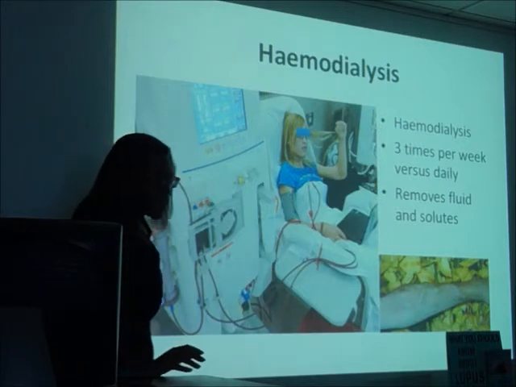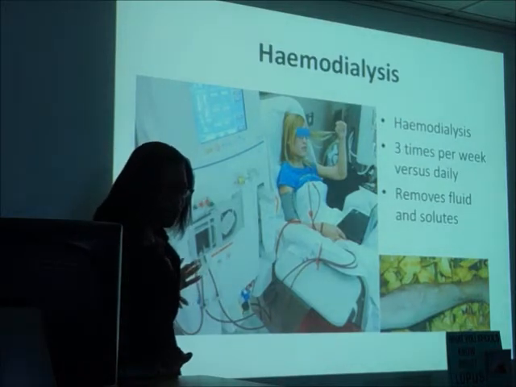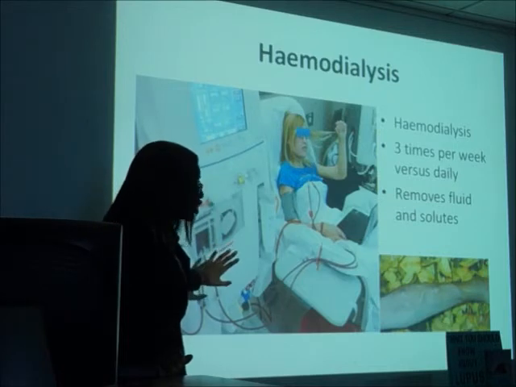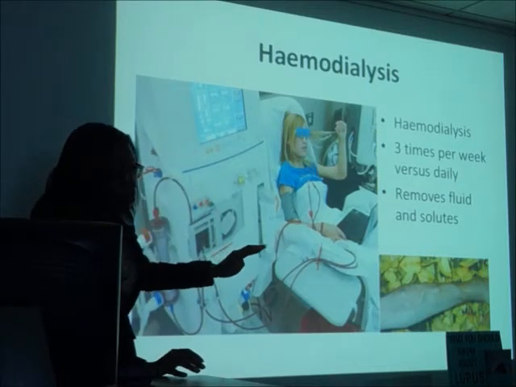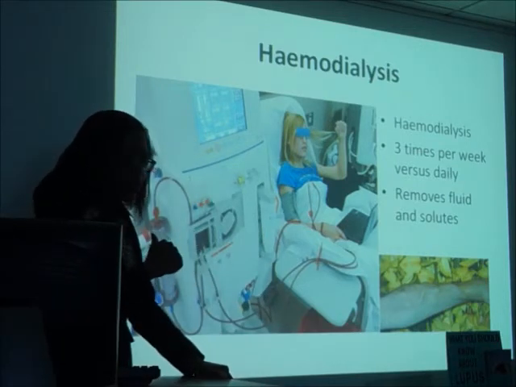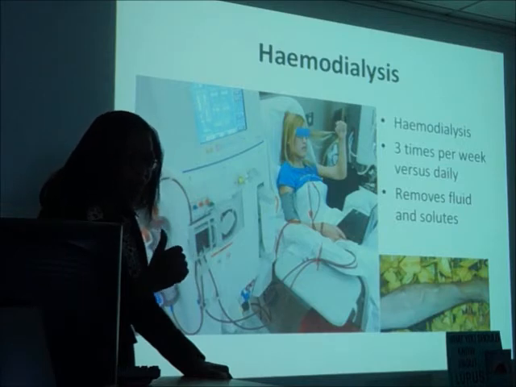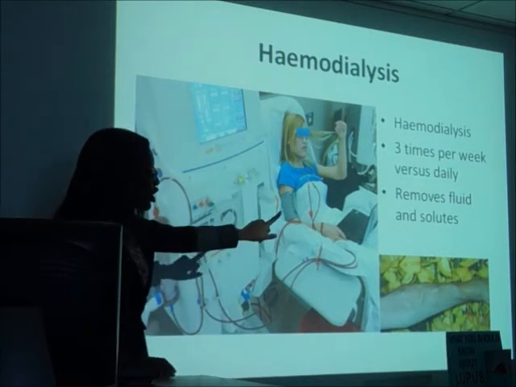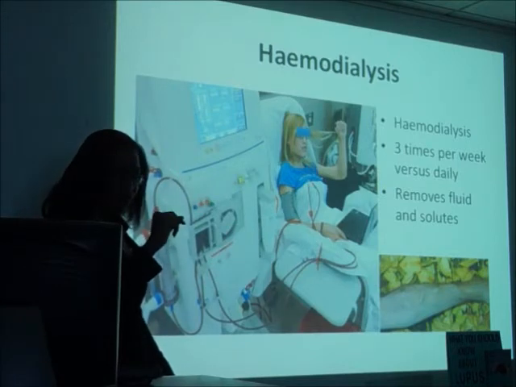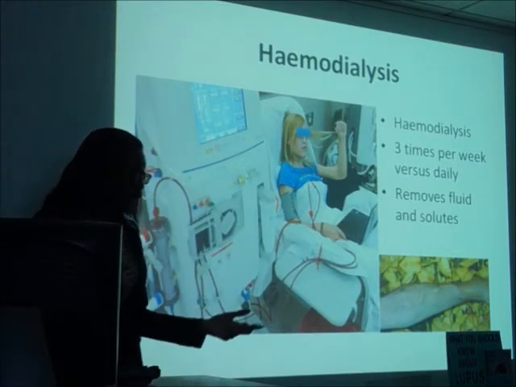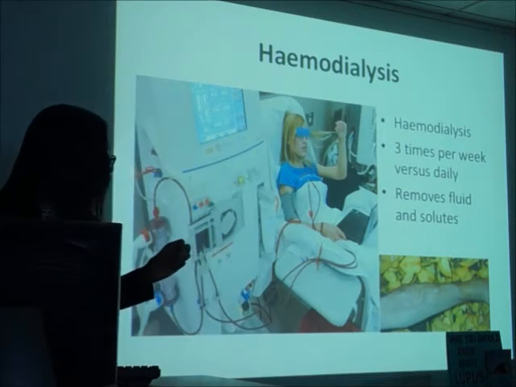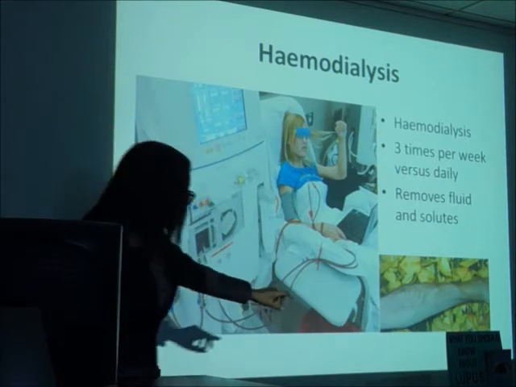But still, it is life-changing because individuals have to go on a machine 3 times a week, and they're on the machine for 4 hours at a time. And what that machine is doing is removing toxins and excess fluid. But if someone goes on a machine for 4 hours 3 times a week, that's 12 hours. So they're having kidney function for 12 hours, unlike what we have 24/7. So it's not ideal. And that's how we do the dialysis.